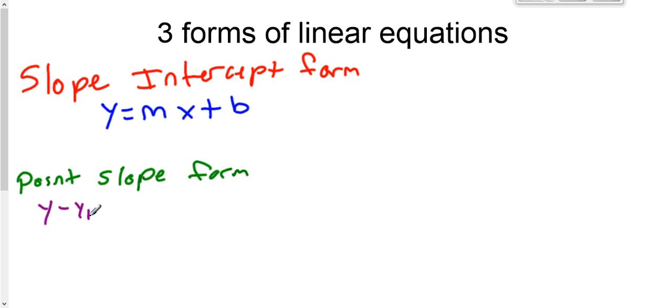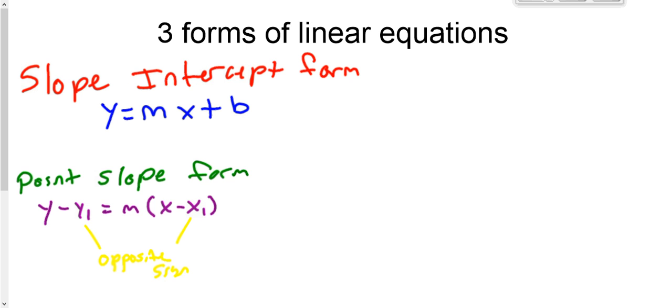Y minus y1 equals m times x minus x1. The only thing we have to remember about point slope form are these two points, y1 and x1, they have to be the opposite sign when we use them.